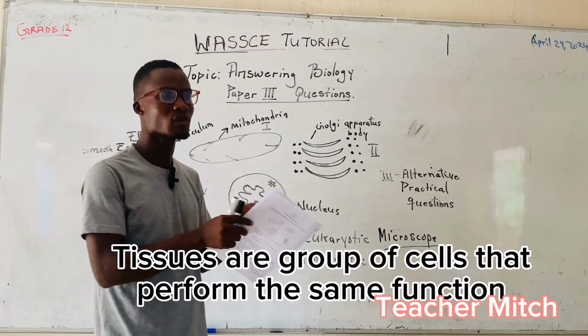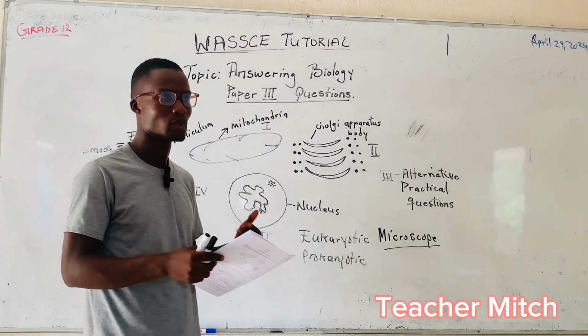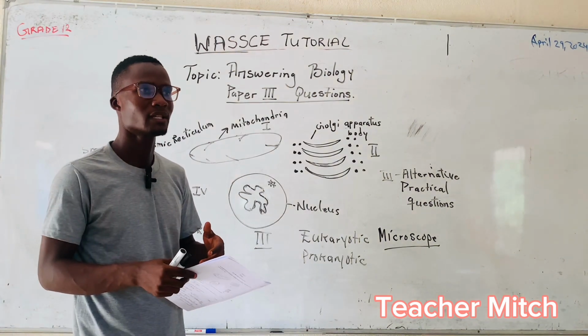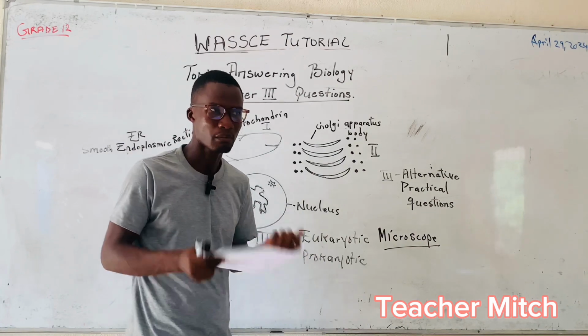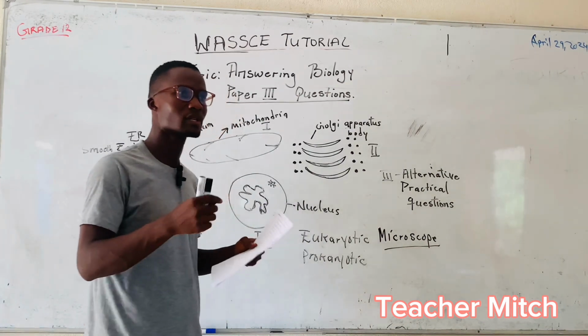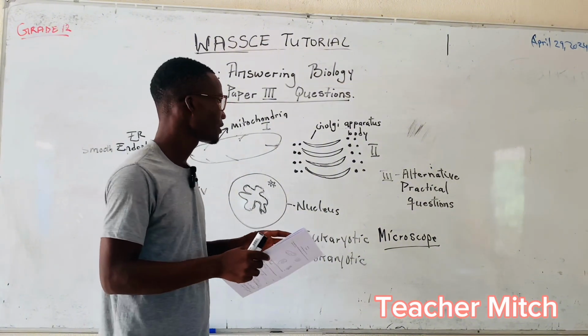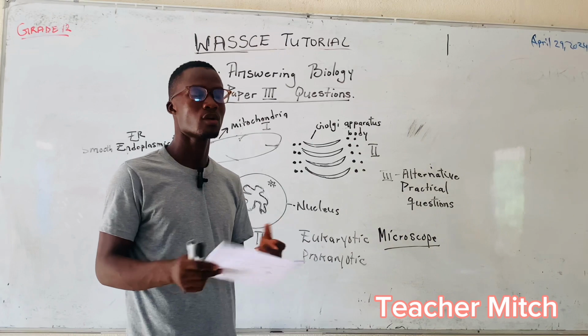So tissues are a group of cells within the body that perform the same function. An example is blood. Blood is a tissue. Then we have the muscles. Our muscles contain enough mitochondria. The first characteristic of a muscle is that the muscle allows what? Movement, right? Another function of the muscle tissue is to help in temperature regulation.